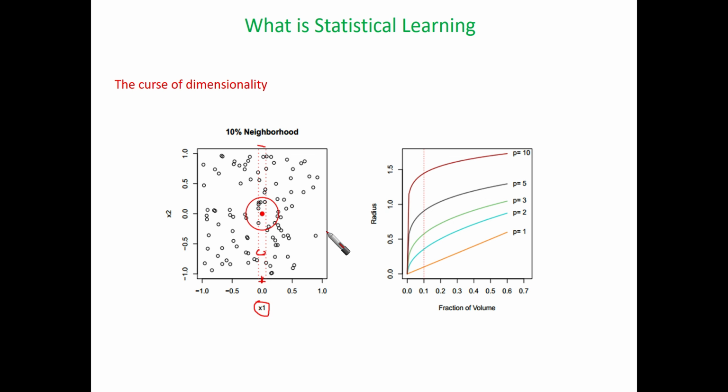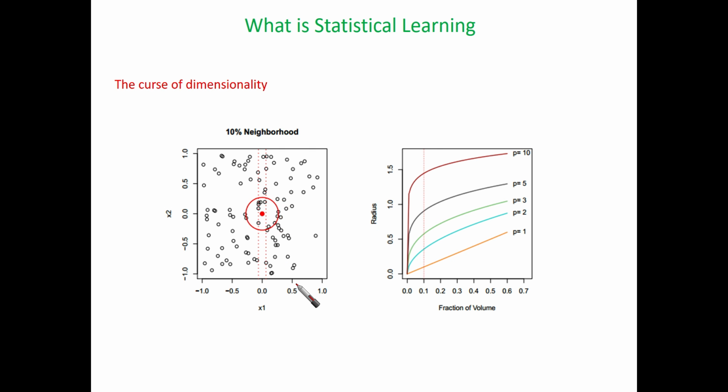But now let's go for the two-dimensional case. Why did we take this small width for the one-dimensional case? Because it was enough to get 10% of the data. But when you go to the second dimension, to get 10% of the data points over this entire plane, you need a larger radius. In one dimension you had a small radius, but with two dimensions, to capture 10% of the data points, you need to consider a larger radius.